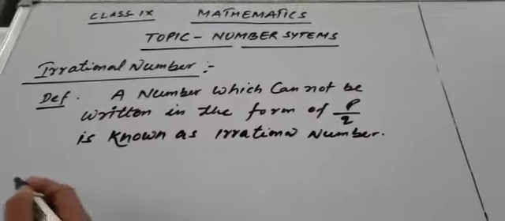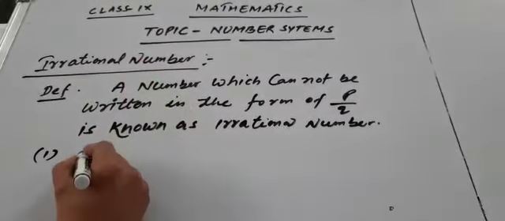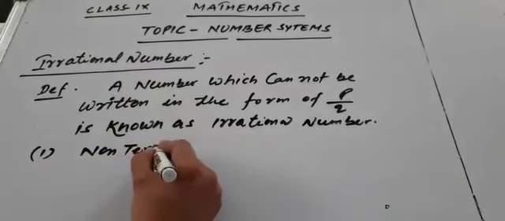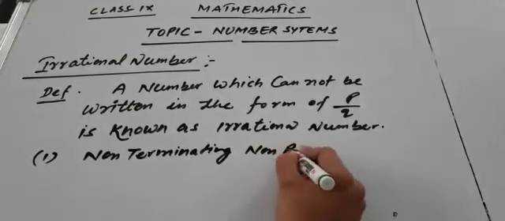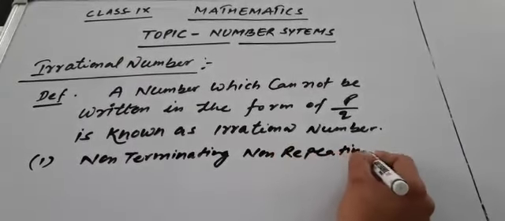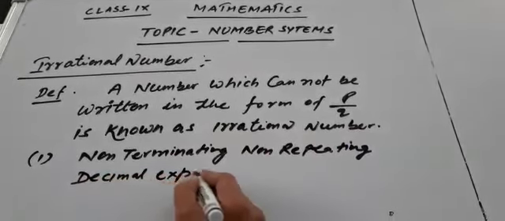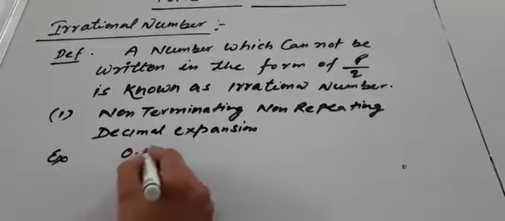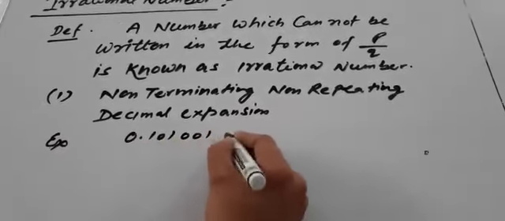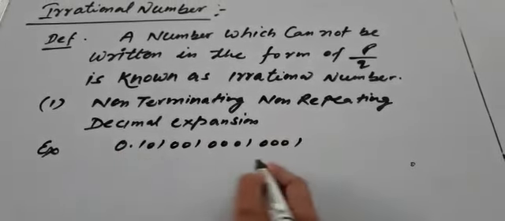Now, how will you identify an irrational number? The first point is that it should have a non-terminating, non-repeating decimal expansion. Just take an example: 0.101001000100010001. This is non-terminating, non-repeating. It means it will be an irrational number.